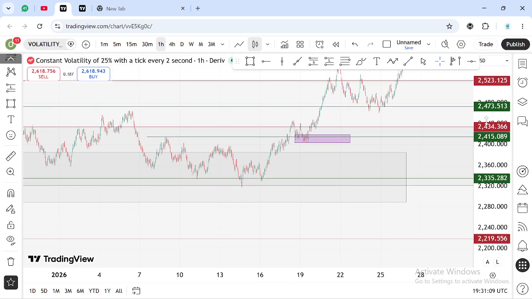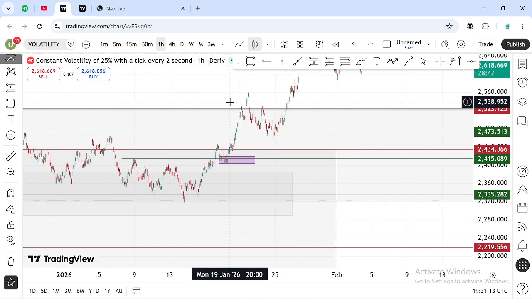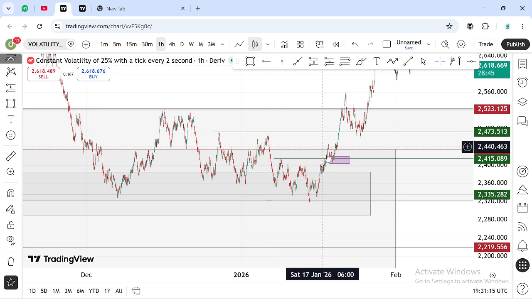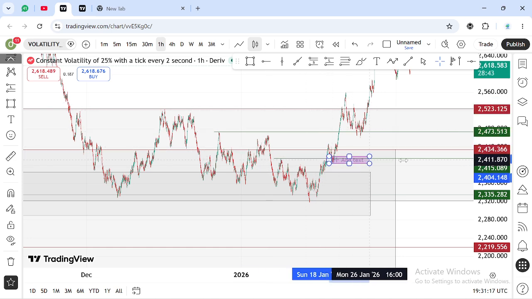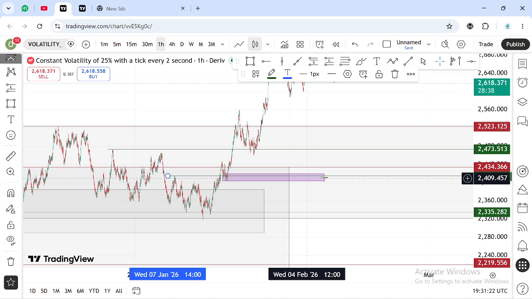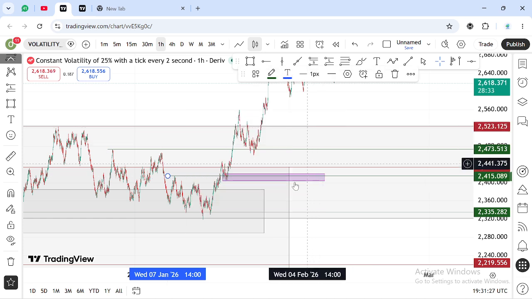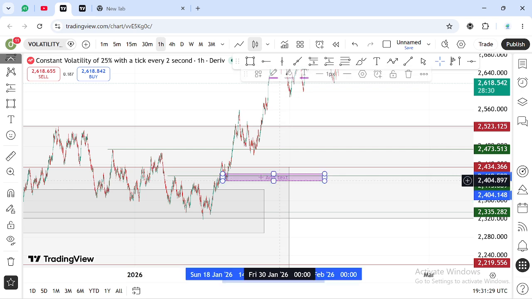So basically, when price gets here, I'm gonna be looking for a very, very aggressive buy. So one thing I'll do is I'll name this, I would say it's a strong buy zone.